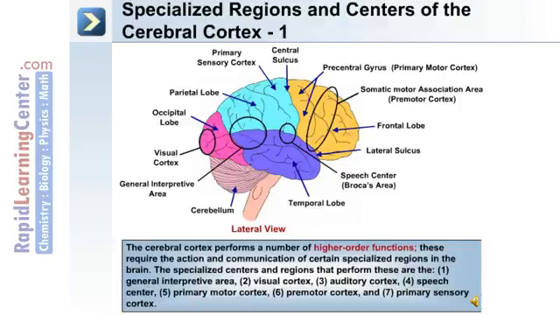The cerebral cortex performs a number of higher order functions, and these require the action and communication of certain specialized regions in the brain. Specialized centers and regions that perform these are: number 1, the general interpretive area. Number 2 is the visual cortex. Number 3, the auditory cortex. Number 4, the speech center. Number 5, the primary motor cortex. Number 6, the premotor cortex. And number 7, the primary sensory cortex. Specialized regions of the cerebral cortex.